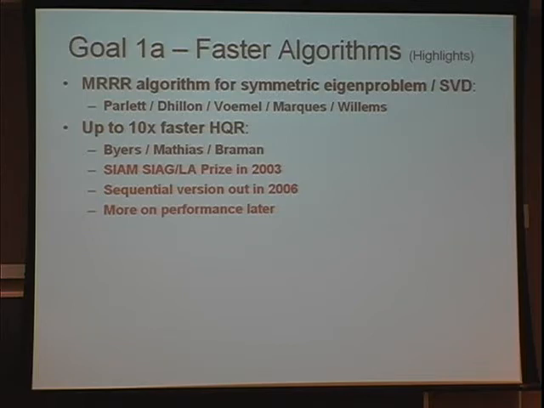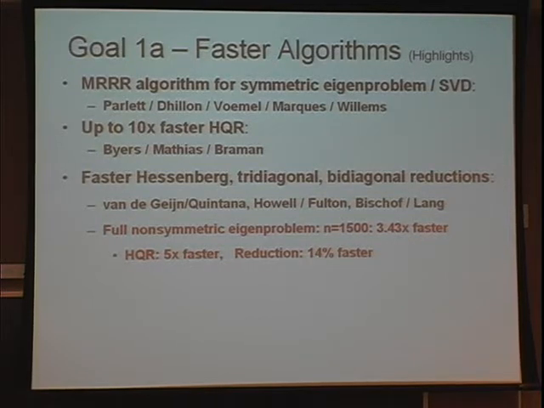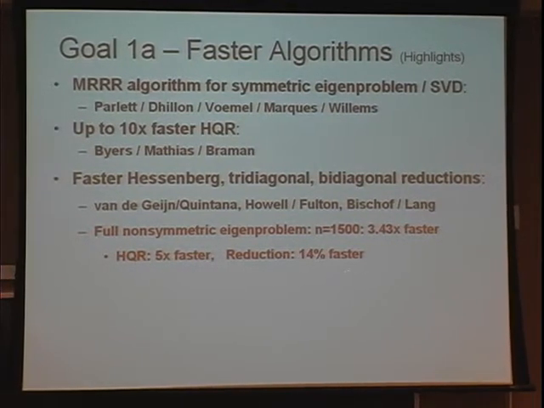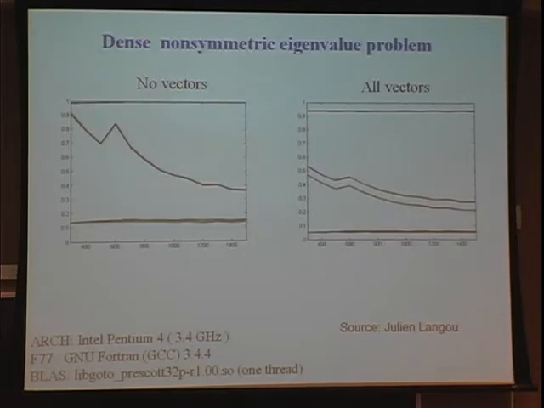Now, the whole non-symmetric eigenvalue problem combines this, which is the bottleneck, with this phase, which is reduction from dense to Hessenberg. And if you put everything together on a relatively small matrix, the entire process is now running that much faster. HQR, Ralph's contribution, is 5 times faster. The reduction is still a little piece of the time. It's 14% faster. And here are the performance plots.